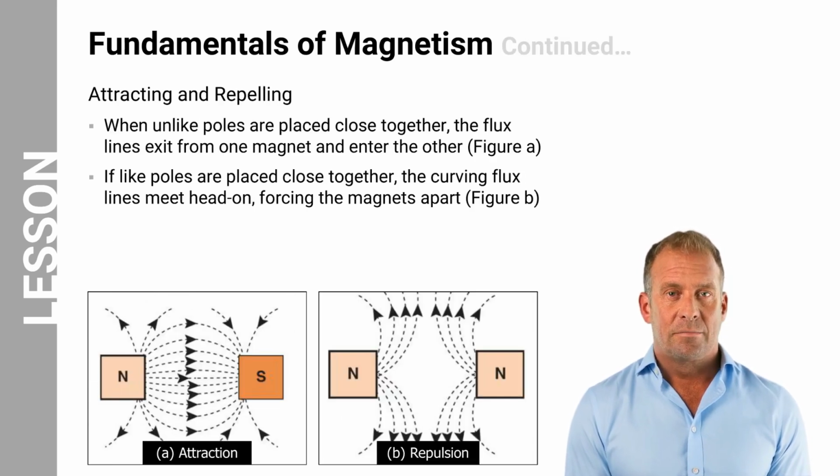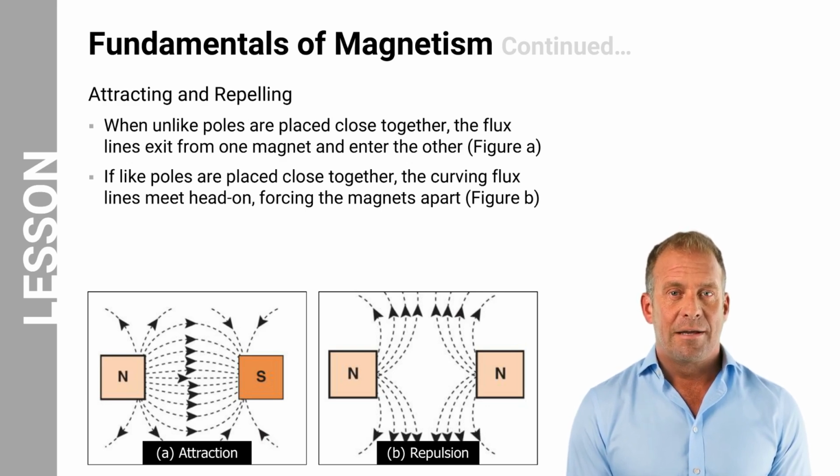When two magnets are placed close together, their interaction depends on the orientation of their poles. If unlike poles, that is north and south, are brought close to each other, the magnetic lines of force exit from the north pole of one magnet and enter the south pole of the other, resulting in an attractive force between the magnets as seen in Figure A.